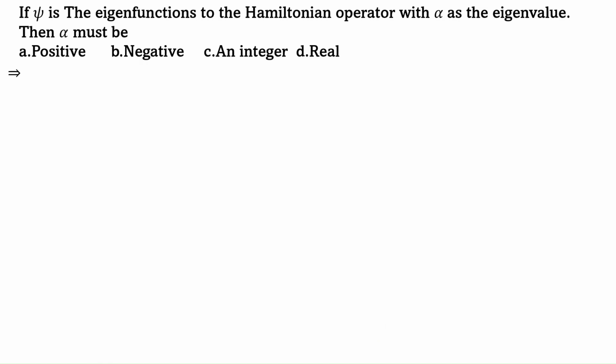So at first we have to know what is the Hamiltonian. In quantum mechanics, the Hamiltonian operator represents the total energy of a system. It is denoted as H hat, and when it acts on a wave function psi, we get H psi is equal to E psi. Here E is the eigenvalue and it represents the measurable energy of the quantum system. So in this question, they wrote the eigenvalue as alpha, but it is just another symbol for energy.